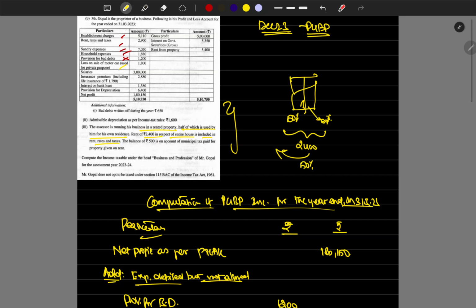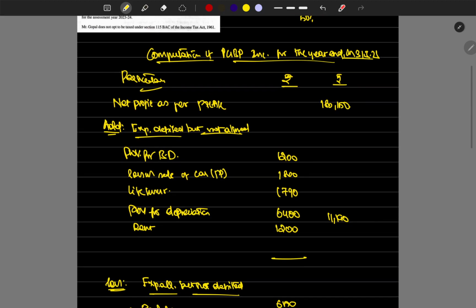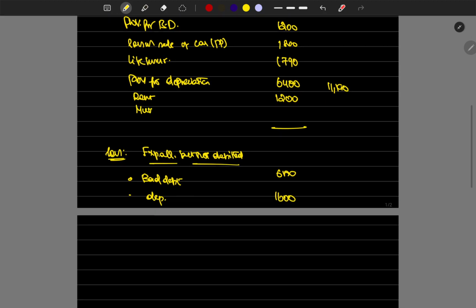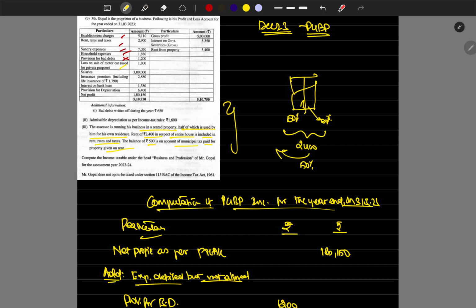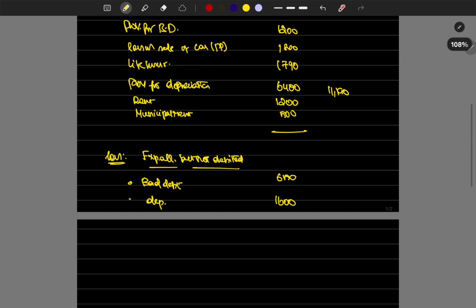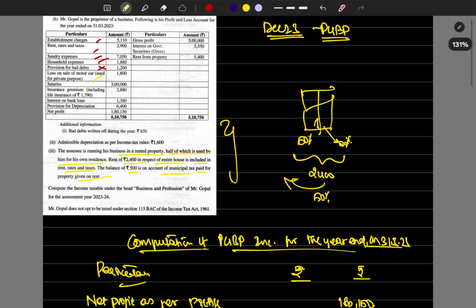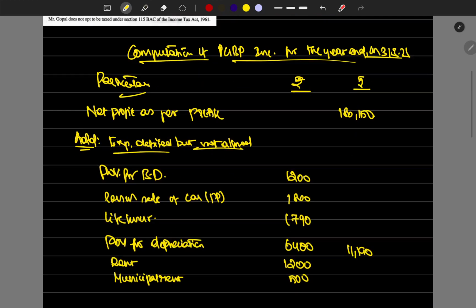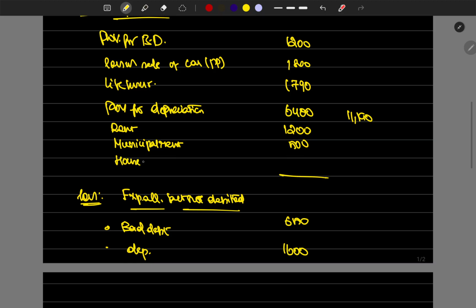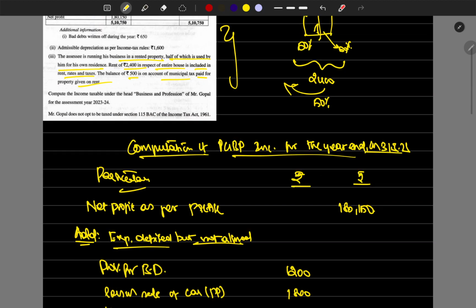And the municipal taxes of rupees 5,000 paid on rent are given. This is also disallowed for the rented property. He has paid that amount, but it is not relevant to our area of PGBP, so we'll remove that also. And household expenses are like personal expenses, so we should disallow them too. 1,080.